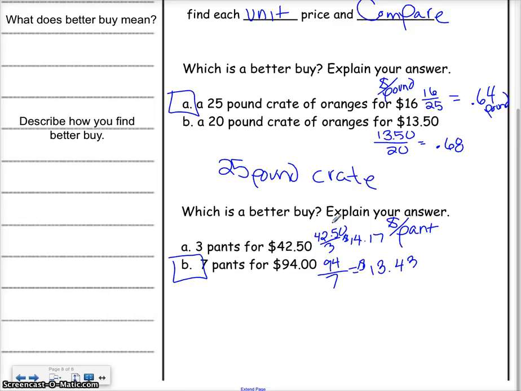So just to summarize here in my last 30 seconds available, if you're looking for better buys, you find each unit price and then compare which one's cheaper, which of course means less money. Ratios are comparing 2 things. Sometimes you have to find that total. But for a unit rate, you divide the 2.